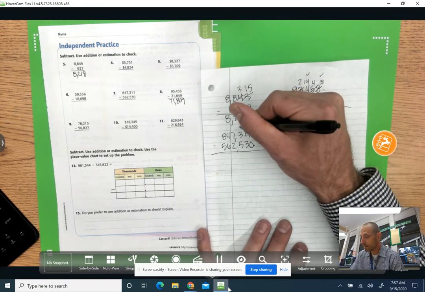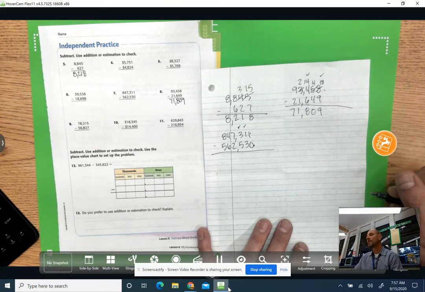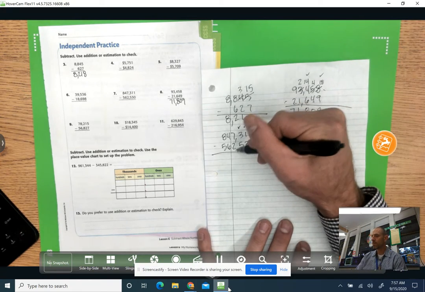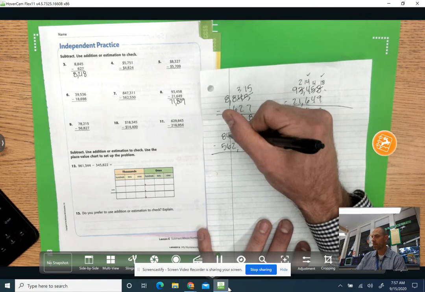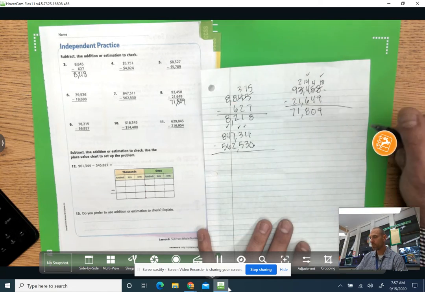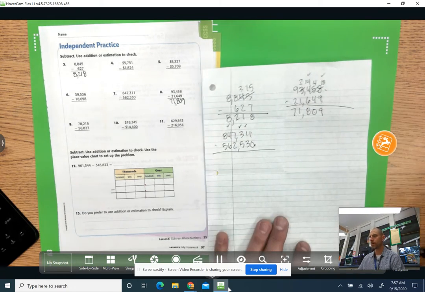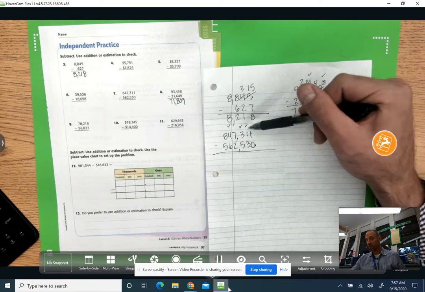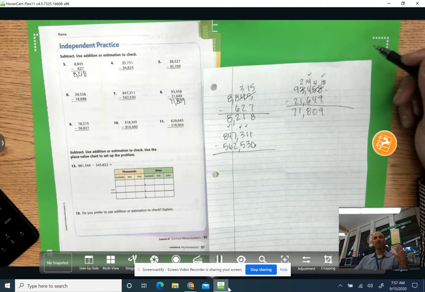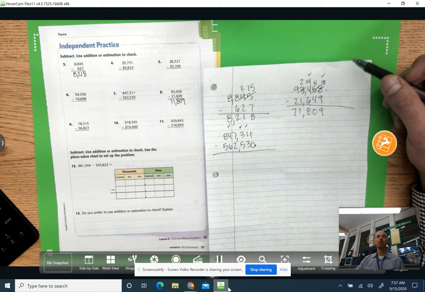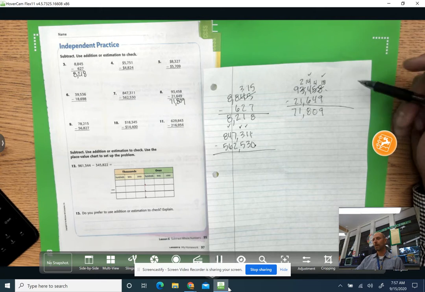The 3 is less than the 5. Going to have to borrow. The 7 is greater than the 2. No biggie. The 4 is less than the 6. Going to have to borrow from there. And the 8 is greater than the 5. So here, 3 place value positions out of the 6 total in this number. It's not so bad, okay?